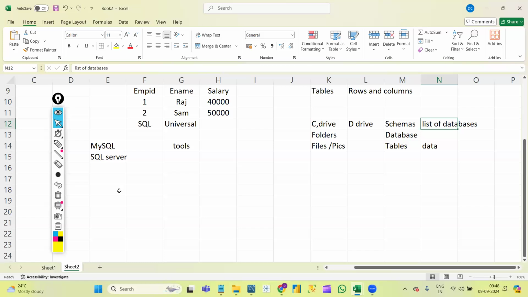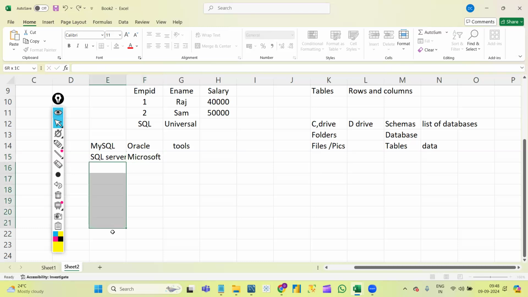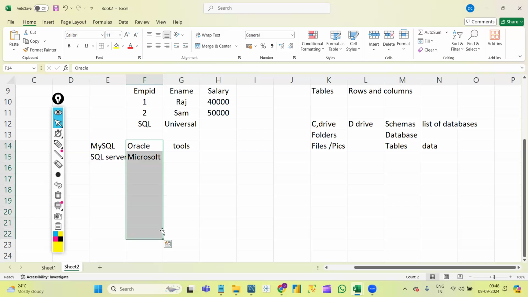These are all different products from different companies. MySQL is a product of Oracle. SQL Server is a product of Microsoft. Like that, we have many tools in the market. Some companies have their own products. It is like smartphones. We have many companies, Android, iPhones, but the usage of a smartphone is all the same, correct? In the same way, SQL is one subject. The concepts are the same, but we have different products from different companies.